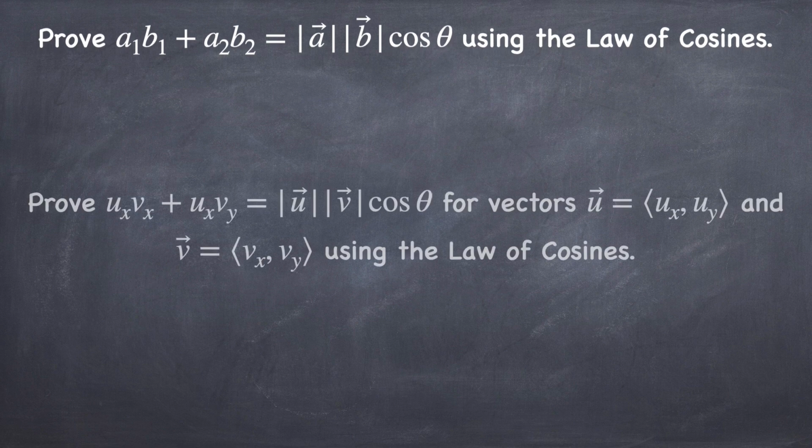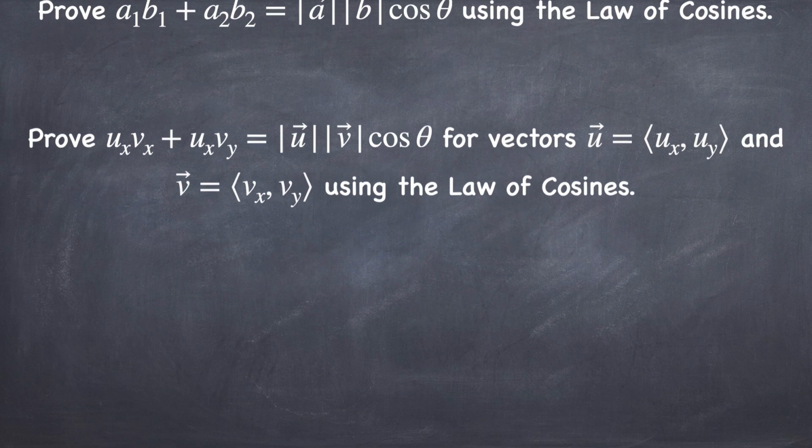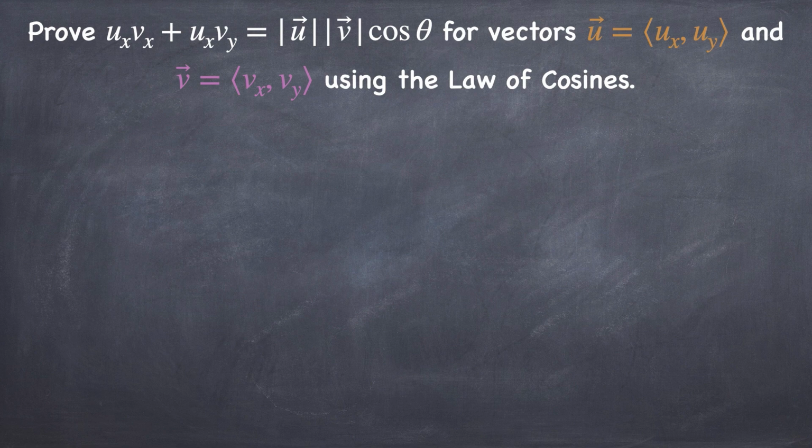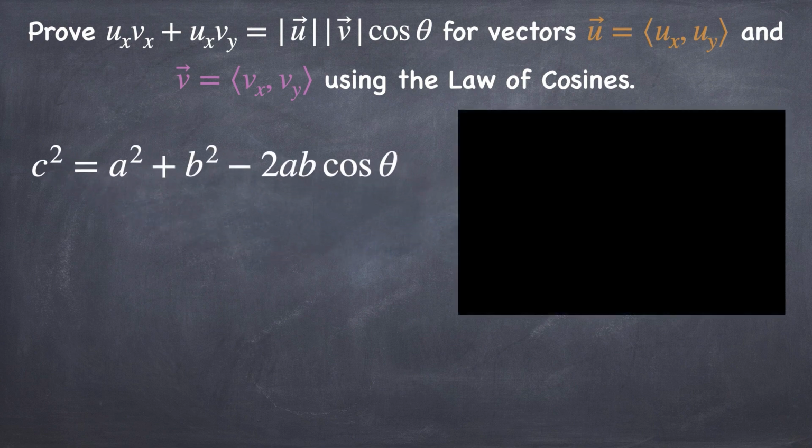First thing I'm going to do is actually rename our vectors u and v. So here we have the vector u with components ux and uy, and same thing with v with components vx and vy. That'll just help keep everything straight because with the law of cosines we see there's also a's and b's in there. Remember with the law of cosines that a, b, and c are the sides of a triangle, and theta is the angle between the side a and b.